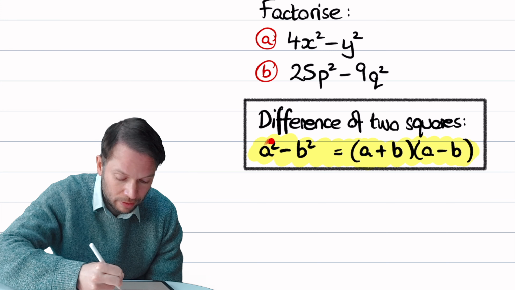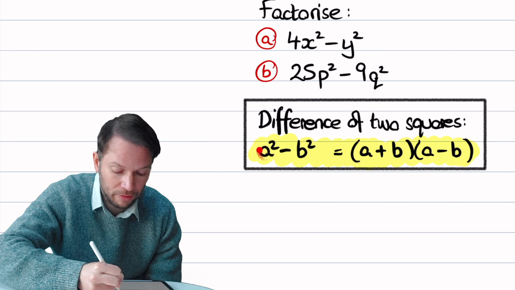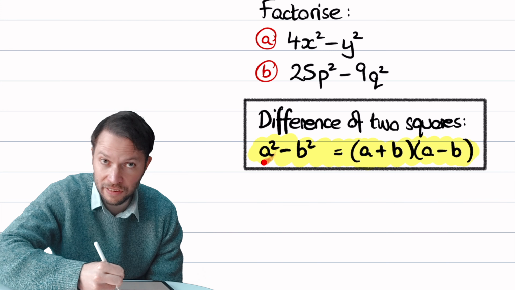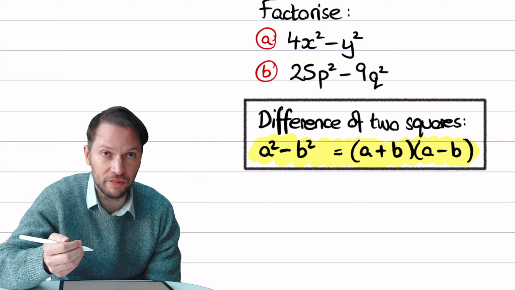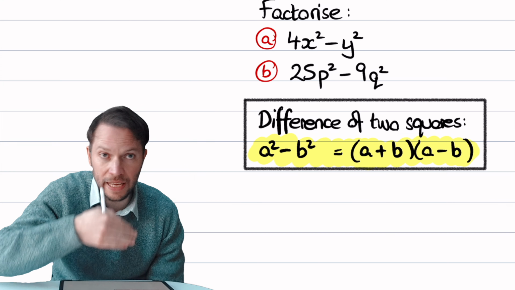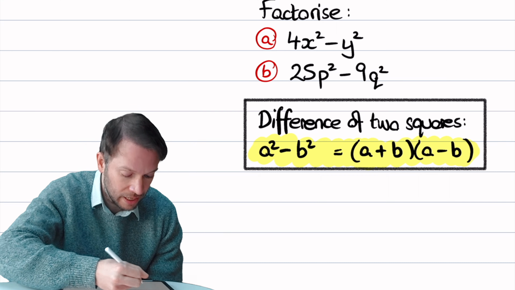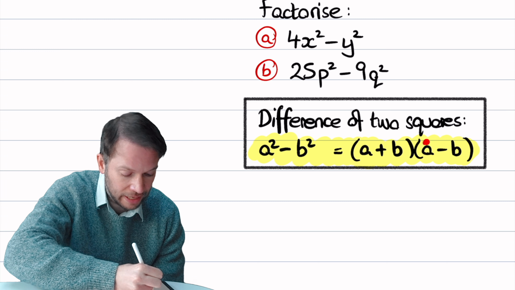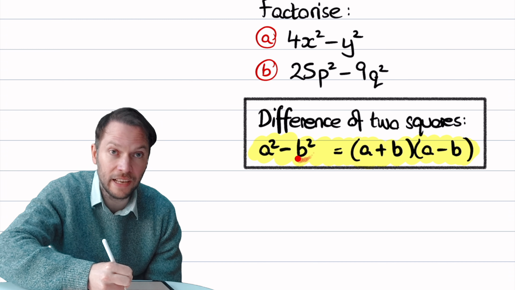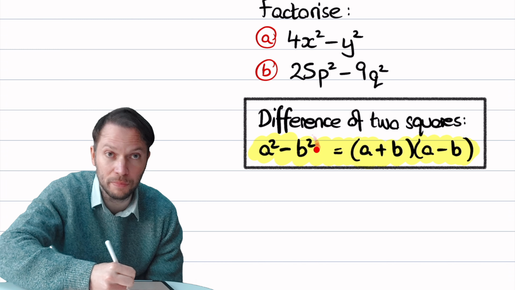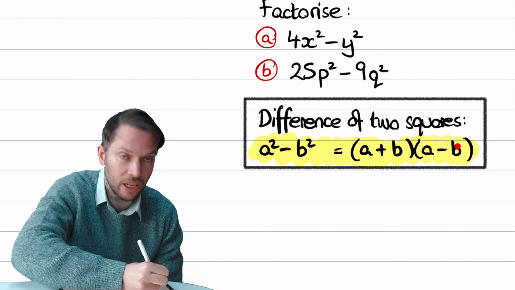And then we did the square root of the first term, so the square root of a squared. And the square root of a squared is just a, because we're just asking ourselves what times by itself is a squared. Well, it's a. A multiplied by a is a squared. So you put that as the first term in each bracket. And then you do the square root of the second term. The square root of b squared is just b. And then you make that the second term of each bracket.